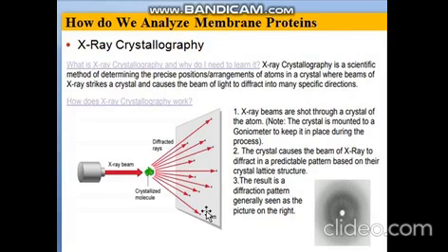SDS-PAGE tells us the size of the protein molecules, and X-ray crystallography can show us what actually is the shape and structure of the protein molecule, right? So these two techniques are mostly used in cell biology experiments and cell biology labs.